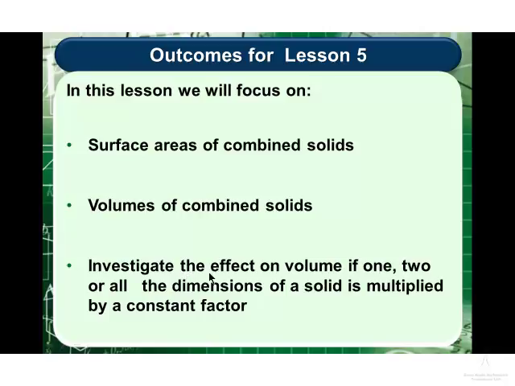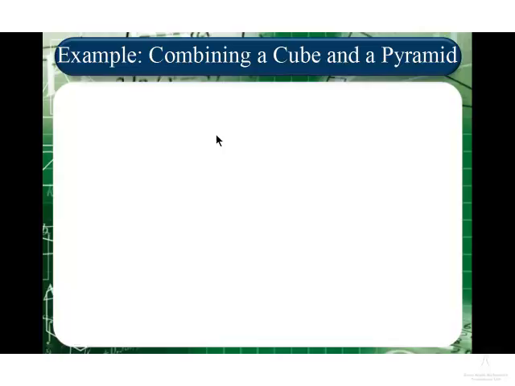will investigate the effect on volume if 1, 2, or all 3 of the dimensions of a solid are multiplied by a constant factor. In some cases, we have to find the surface area or the volume of a combination of these right pyramids and other regular objects.